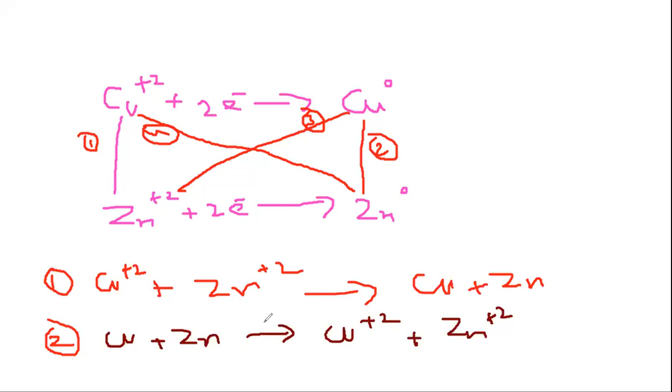Could any one of you give the idea whether the first reaction is possible in nature, where copper plus 2 may react with zinc plus 2 to form the copper and the zinc?